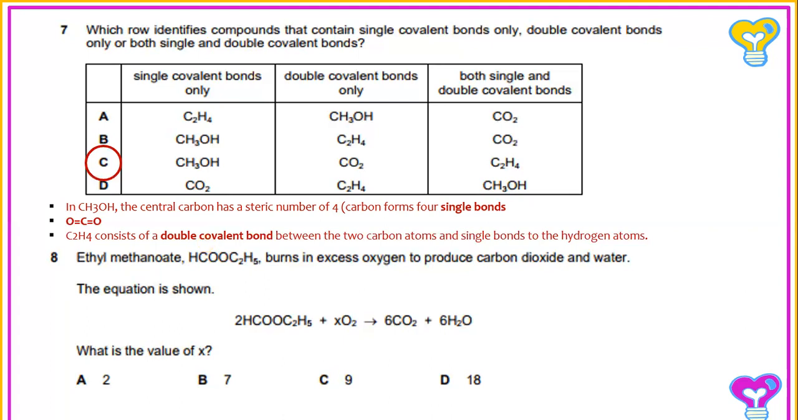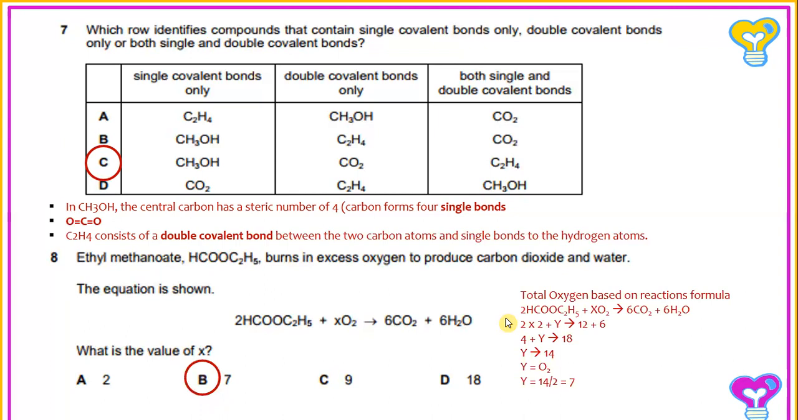Ethyl methanoate, HCOOC2H5, burns in excess oxygen to produce carbon dioxide and water. The equation is shown: 2HCOOC2H5 plus XO2 to form 6CO2 plus 6H2O. What is the value of X? It means that it wants to know the value of X.